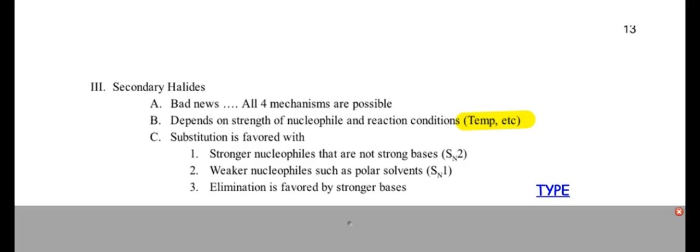And for me, the temperature is going to be a huge clue. Substitution is favored with stronger nucleophiles that are not bases, weaker nucleophiles such as polar solvents, and elimination is favored by your stronger bases. All right, so let's see how I work this out.